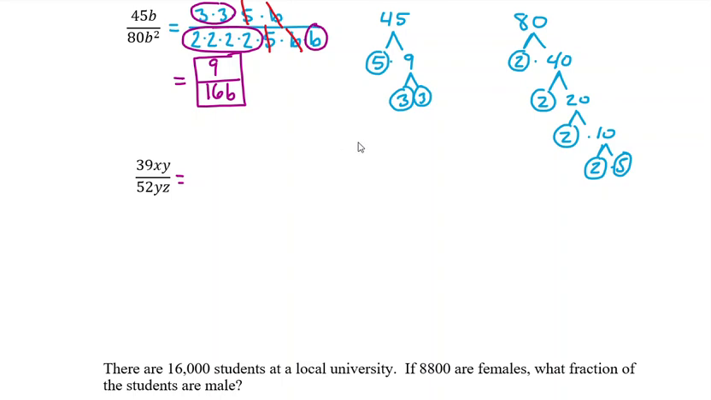All right, let's do the next one. So we're going to take 39. I think you can see that this can be divided by 3, right? 39 is 3 times 13, and 3 is prime and 13 is prime.